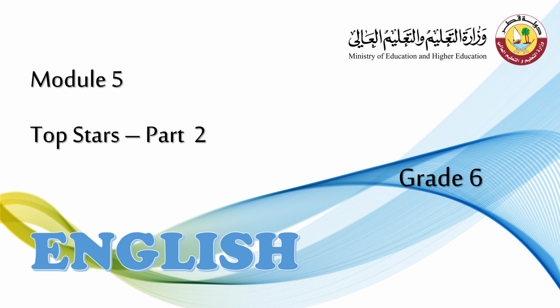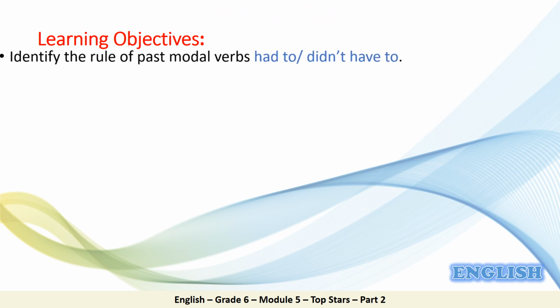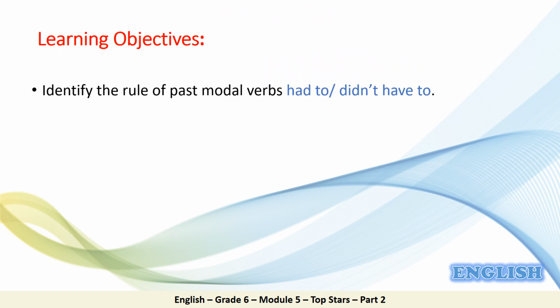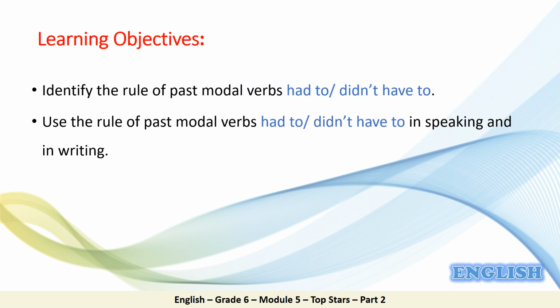Our lesson today is Top Stars Part 2 from Module 5. Let's start with the learning objectives. Identify the rule of past modal verbs had to, didn't have to. Use the rule of past modal verbs had to, didn't have to in speaking and in writing.